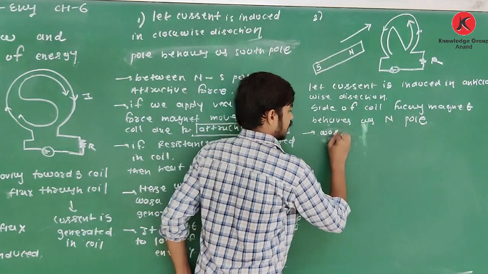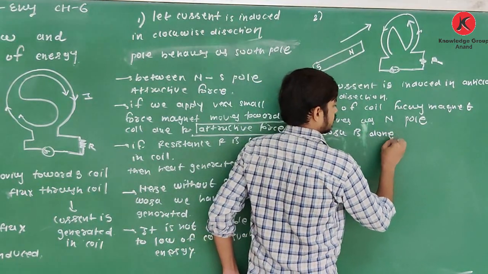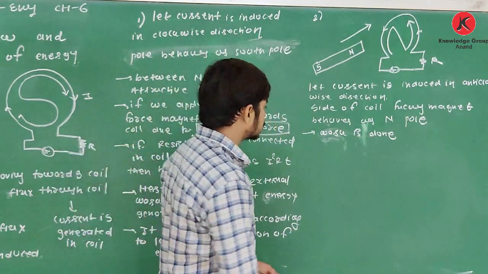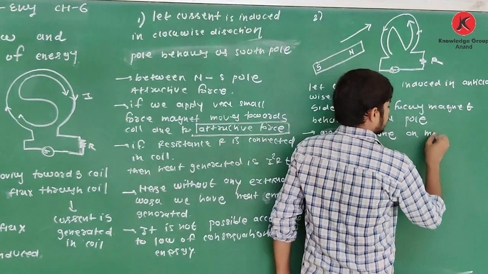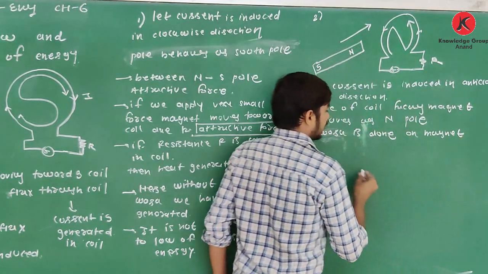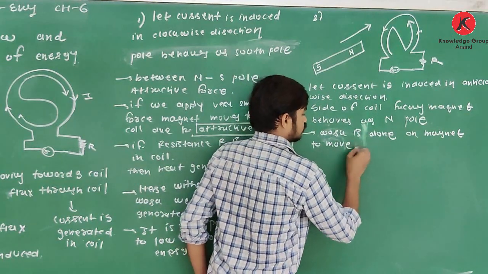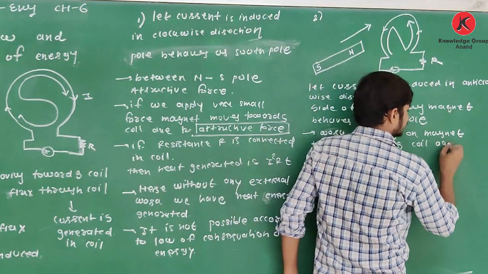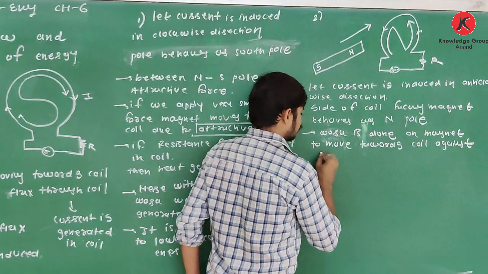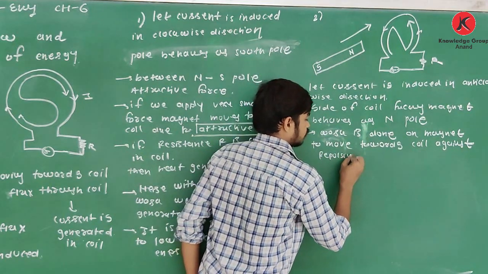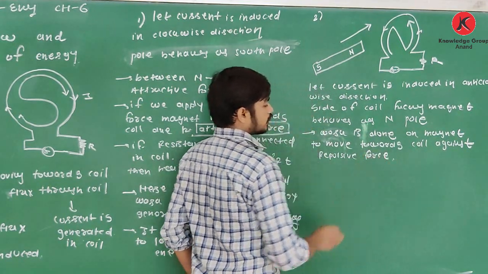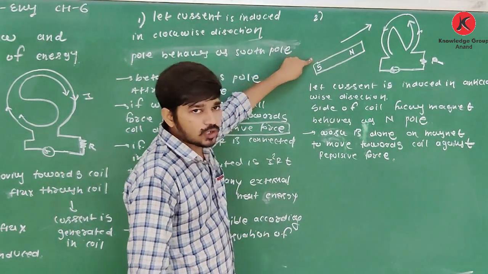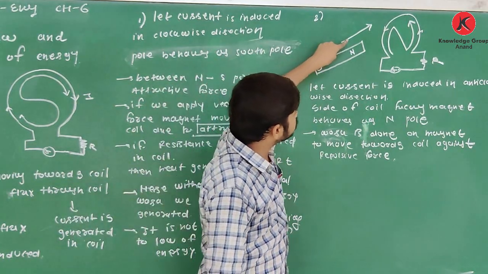So now work is done. We have to apply some external force. Work is done on the magnet to move it towards the coil against the repulsive force. Clear about this? So now we are doing some work, and this magnet is moving towards the coil.